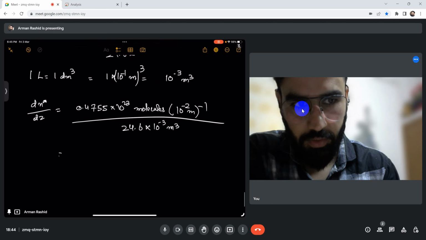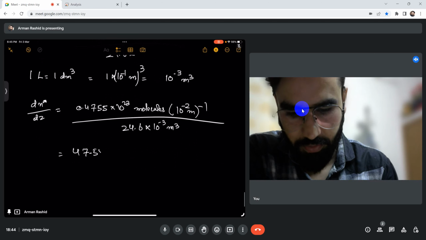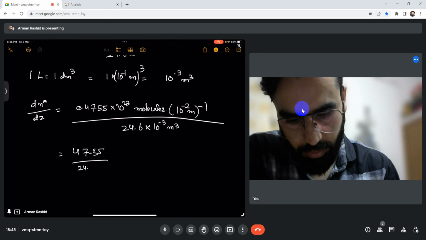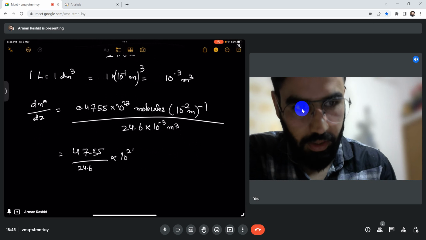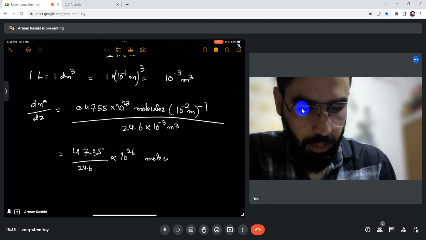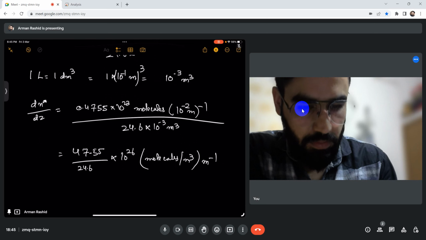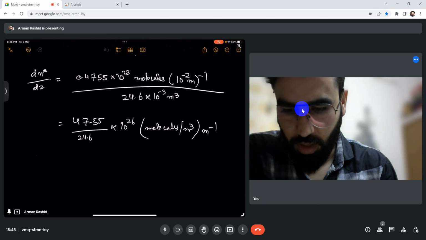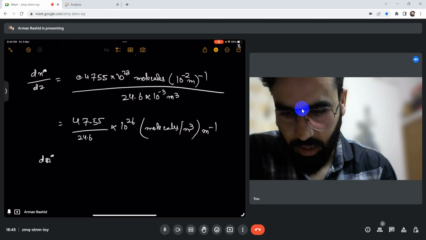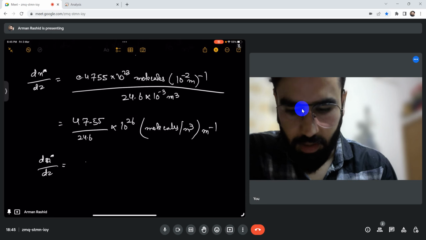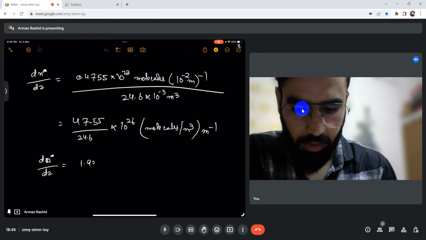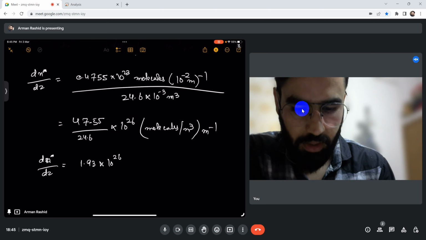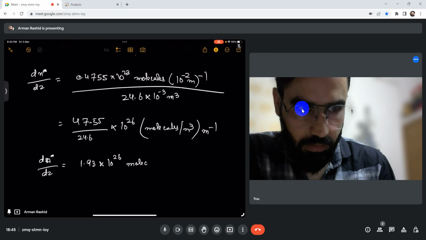Cool. So what will we calculate? 47.55 by 24.6 into 10 to the power 26 molecules per meter cube per meter. So our number density gradient, dn star by dz, will be 1.93 into 10 to the power 26 molecules per meter cube per meter.